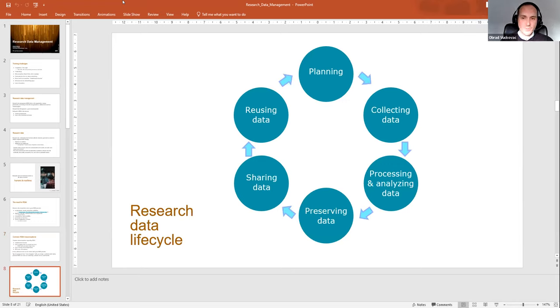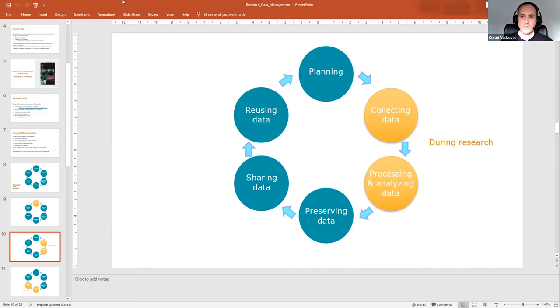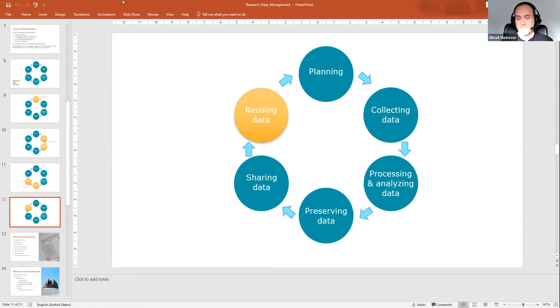What is really important from the start is to explain to researchers that data management is something that happens throughout the research life cycle. So it begins before research, when it is still in the planning phase, and continues during the active research. There are things that can also be done after research, when things have to be prepared for long-term archiving, long-term preservation and sharing. And after that, we go to reusing data again and start this circle all over again for some future research.